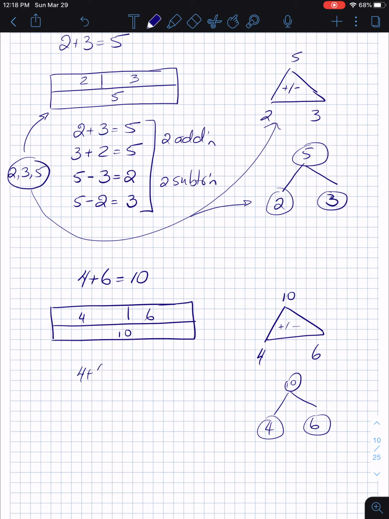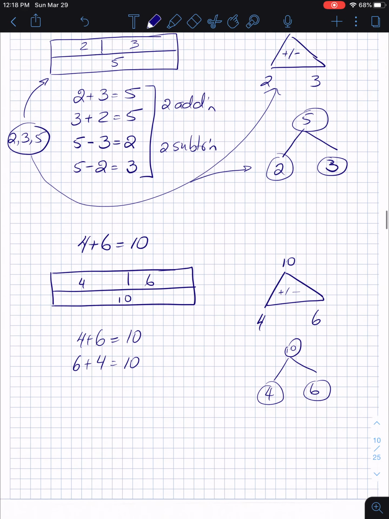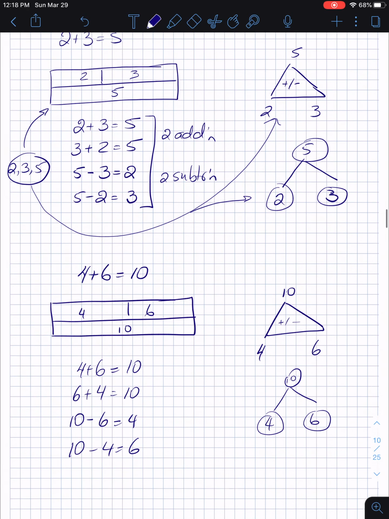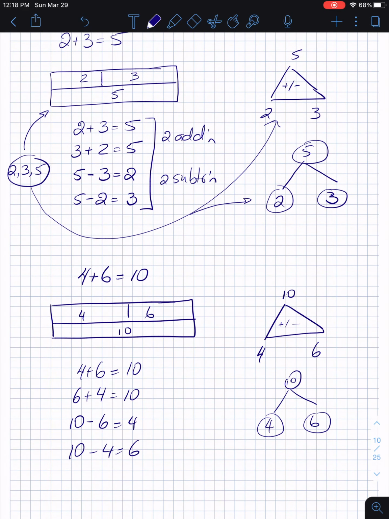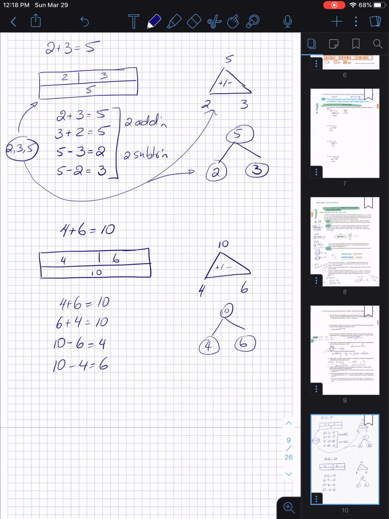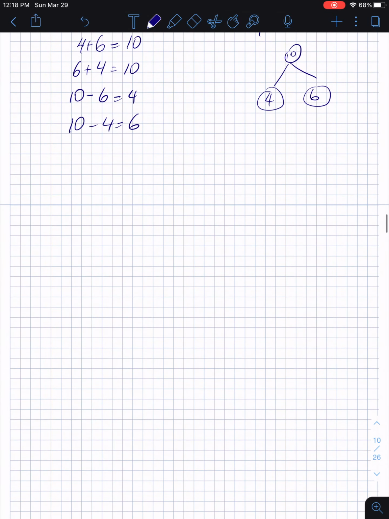We were already given one of the addition ways. We know that 6 plus 4 is still 10. Right? So that's another way to write the fact family. And we also know that 10 minus 6 is 4, and 10 minus 4 is 6. So in any fact family for addition and subtraction, you'll be able to represent it in one of those ways. So let's look at a generalized form of fact family.